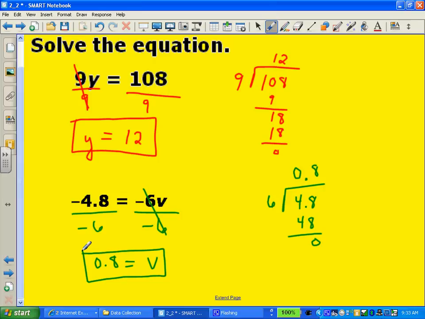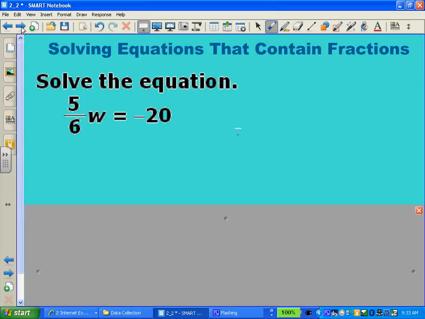So that's how we solve using division. Now you also run into some that have fractions. Now these are always fun. Here I have 5/6 times W. So again, what we normally do is say what's happening to W? What's being multiplied by 5/6. So I want to divide by 5/6.